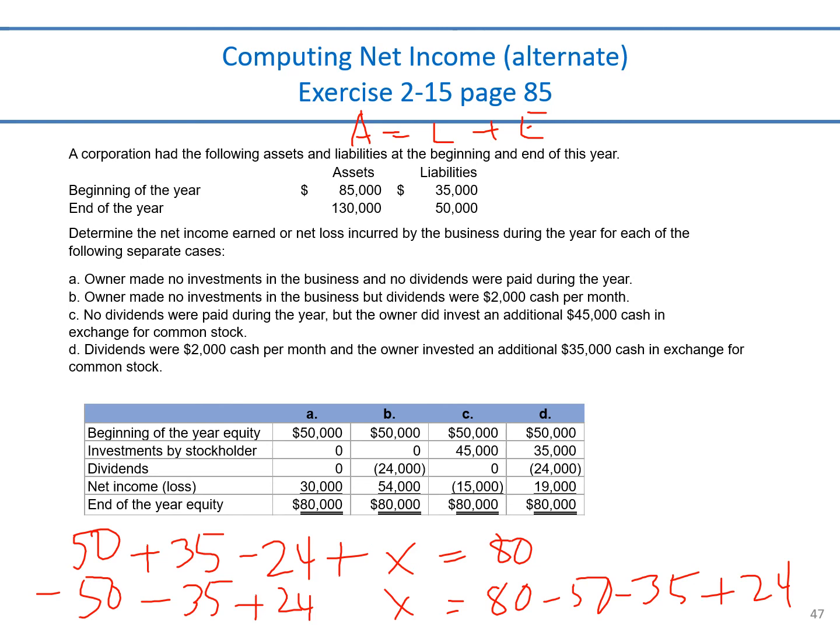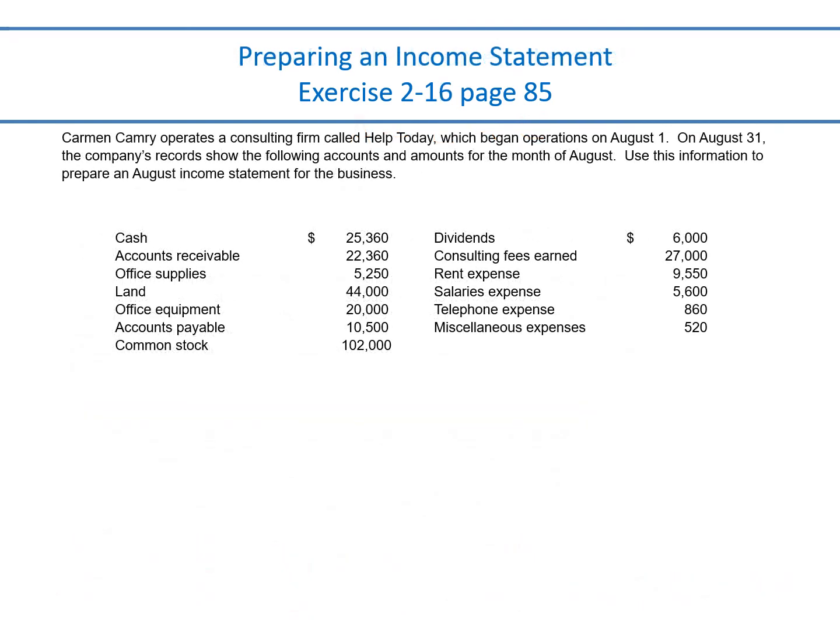Okay, so hopefully you did well on those. And let's look at the next concept. Okay, so in this exercise, what they're asking us to do is prepare an income statement. So Carmen Curie operates a consulting firm called Help Today. Operations began August 1st, and on August 31st, the company's records show the following accounts and amounts for the month of August. So they want us to use this information and prepare the income statement for the business.